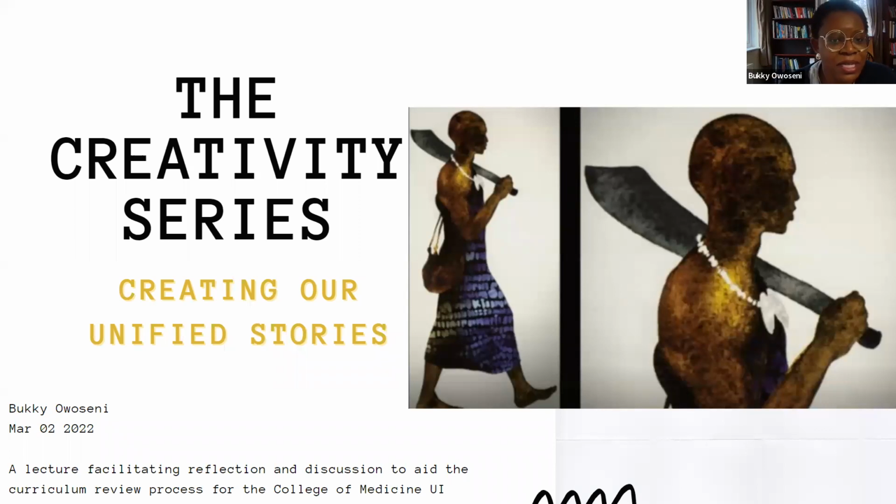So we're going to talk about session five of the creativity series. This is the second part of last week, because last week we were talking about creating a unified story and there was quite a lot in it. So I thought we would continue the discussion this week and flesh out one or two ideas from it. I hope everyone can see my screen. Yes, okay. Do interrupt me if I'm not loud enough or if there's anything going on with the screen.